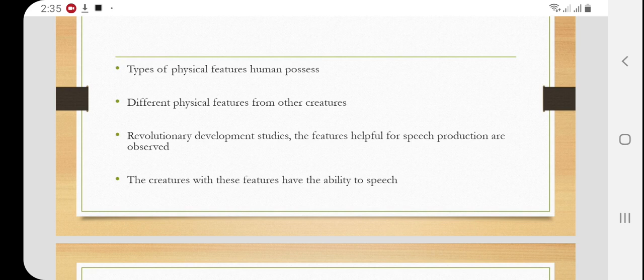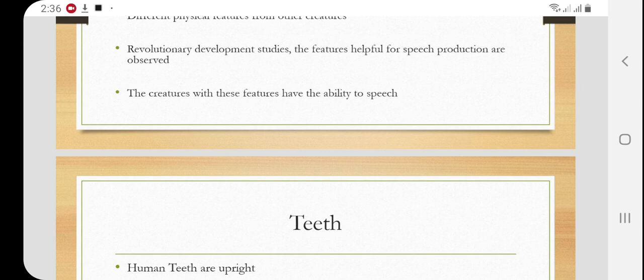For example, we have a tongue and teeth. The animals do have a tongue and teeth, but they cannot speak words. We can speak words. They can only utter a few voices, but we can talk about future, past, present, unlimited sentences. This is all possible because of our physical features. The human beings are the only creature with these features that can have speech production. One by one, we will discuss the physical features, not in detail but briefly, because it's quite common. You just need to make a difference between animals and humans. Animals are living creatures and they cannot speak words, but humans have the ability of speech production.